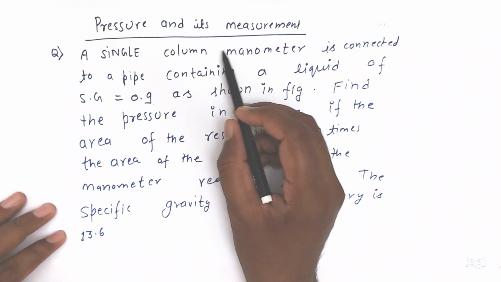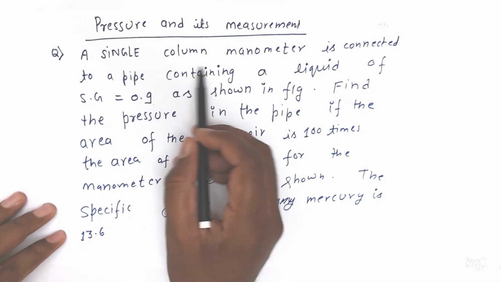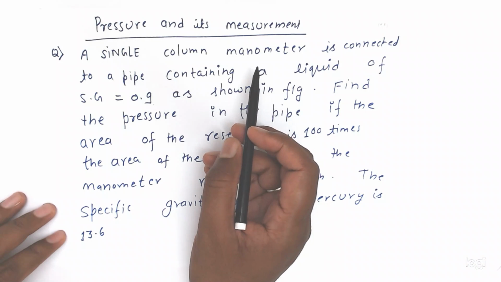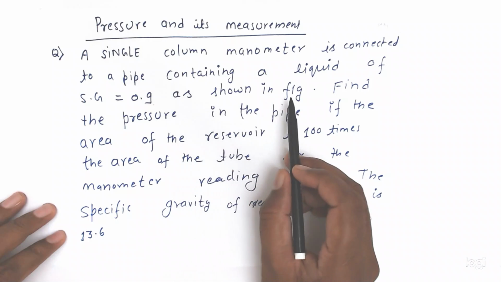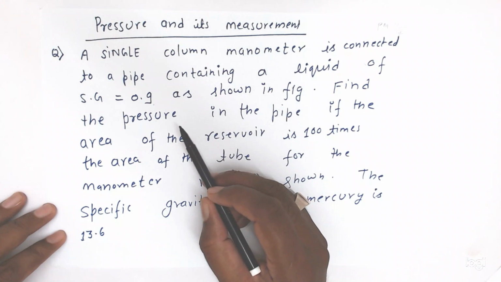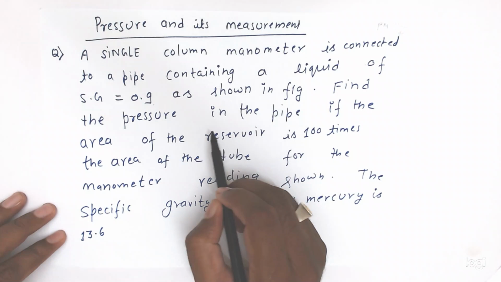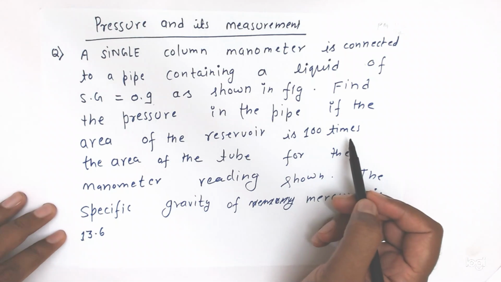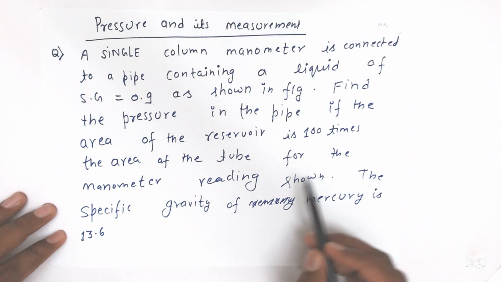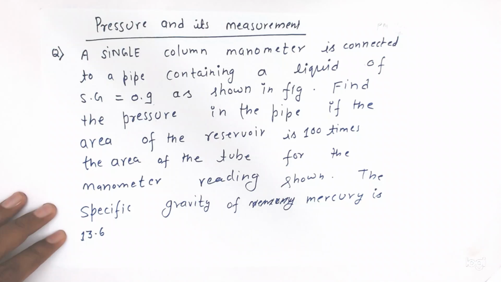आइए स्टार्ट करते हैं क्वेश्चन रिलेटेड टू टॉपिक प्रेशर एंड इट्स मेजरमेंट। फ्रेंड्स, क्वेश्चन इज रिलेटेड टू सिंगल कॉलम मैनोमीटर. So question is, a single column manometer is connected to a pipe containing a liquid of specific gravity 0.9 as shown in figure. Find the pressure in the pipe if the area of the reservoir is 100 times the area of the tube for the manometer reading shown. The specific gravity of mercury is 13.6.